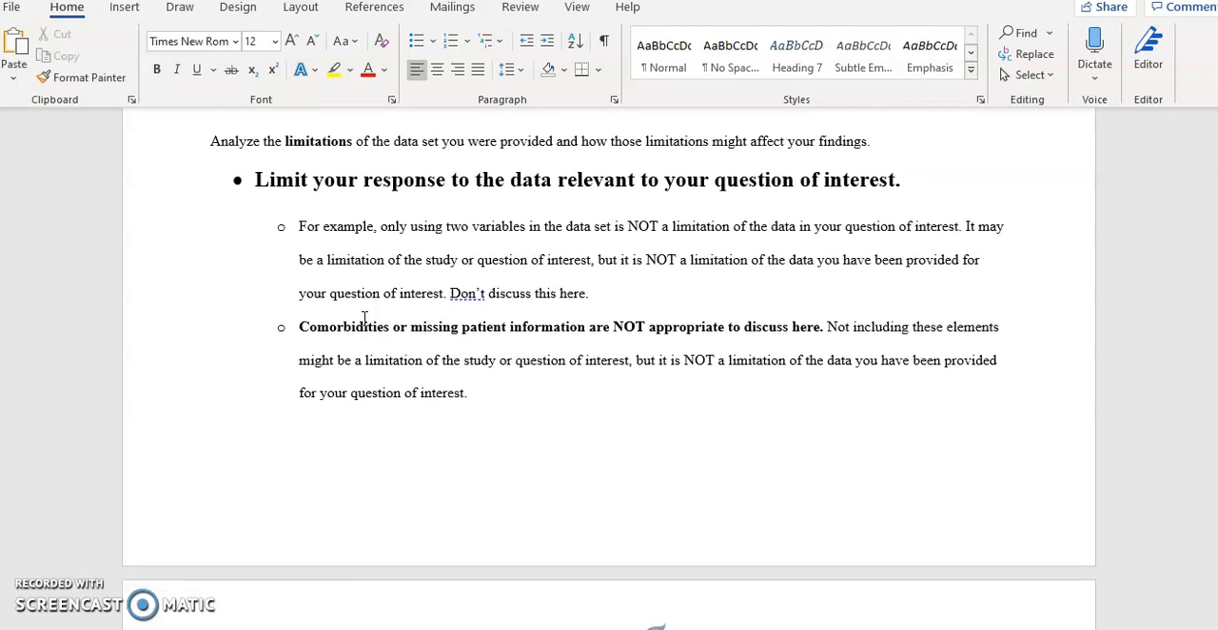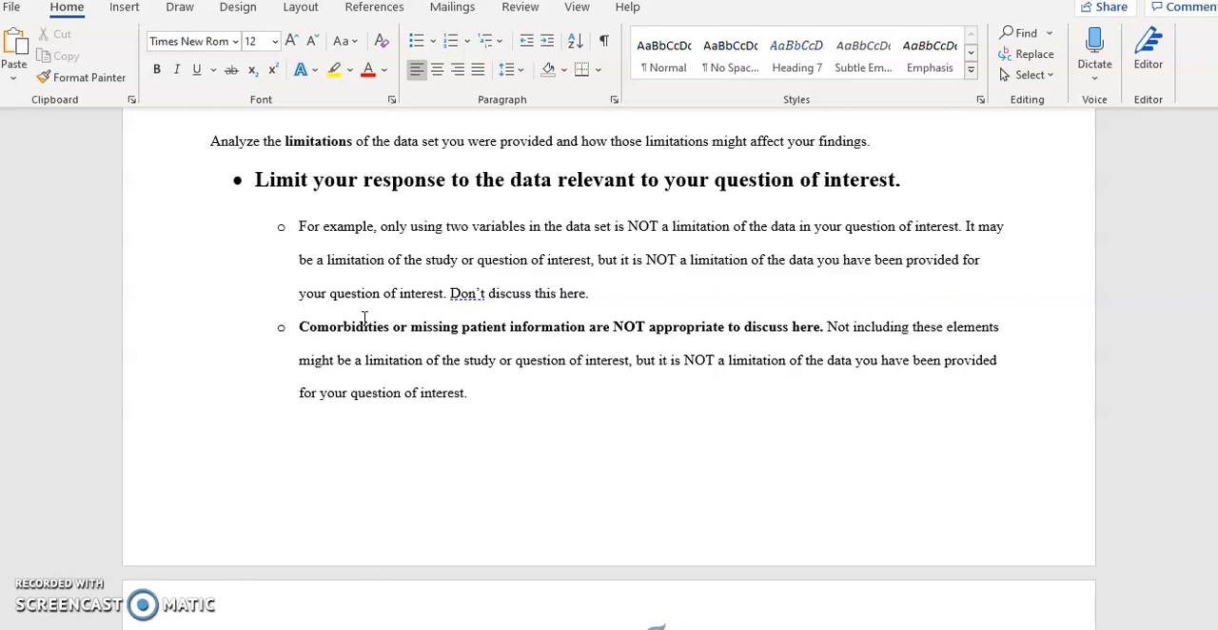Now we're going to look at the limitations. Okay. Now here are a few bullet points to help you with your limitations. So first, you're going to limit your response to the data relevant to your question of interest. For example, if BMI is not part of my question, I'm not going to discuss BMI in my answer. Using only 2 variables in the data set is not a limitation of the data in your question of interest. It might be a limitation of the study or of the question itself, but it's not a statistical limitation of the data you've been provided here.